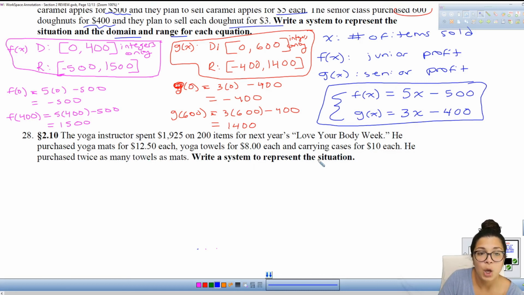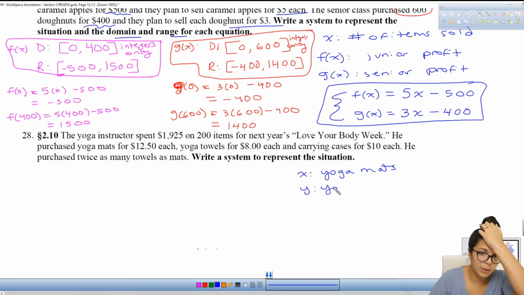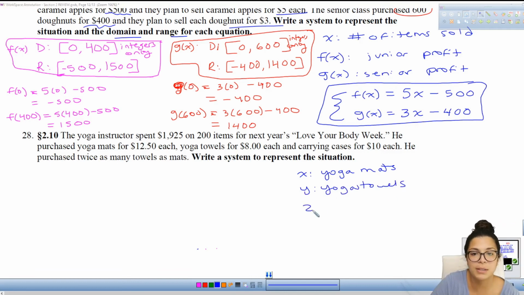Write a system. Okay, so we actually have 3 things at play here, right? We have X, that's going to be the number of yoga mats that were purchased. Y would be the amount of yoga towels that were purchased. And I'm going to have Z be representing the amount of carrying cases that were purchased.